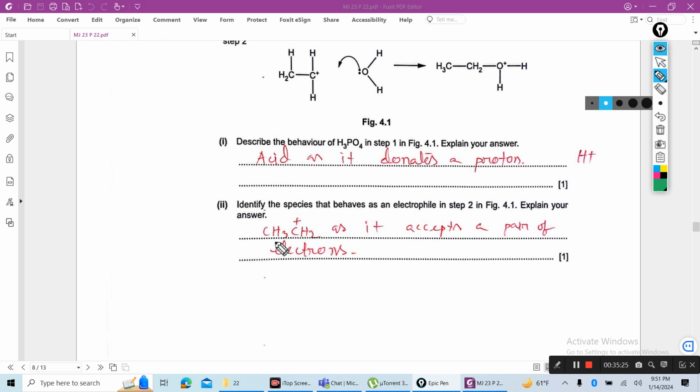So in step 2, CH3CH2+ works as an electrophile as it accepts a pair of electrons. Electrophile always accepts a pair of electrons. Nucleophile always donates a pair of electrons.